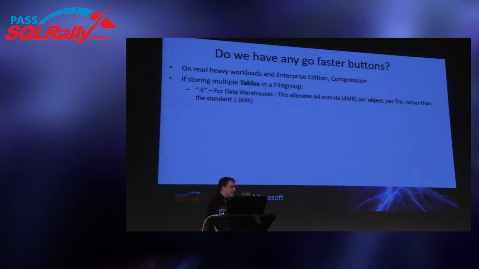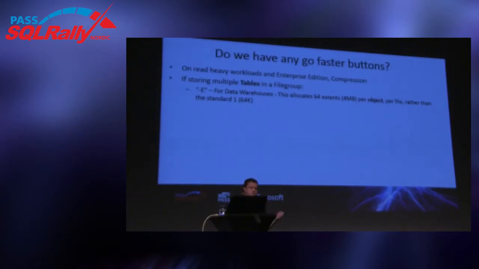If you're storing multiple tables in a file group, use the -E trace flag. This is for data warehouses. What it does is, every time a new allocation is requested, so a table grows or a new row gets inserted, there's a page split, it'll ask for an extent. So a 64K extent, which stores 8 pages, and it'll do that per file.